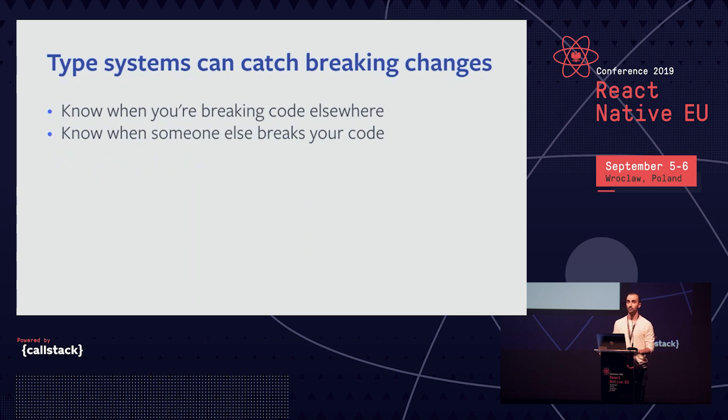Type systems also catch breaking changes. So in that first story, when you upgrade some external dependency, you would also upgrade the types for that dependency. And any breaking changes that got to the type level, which is often where breaking changes are reflected, would be pointed out in your code automatically by the type system. So instead of having to manually audit every single place where you use that library, you can just let the type system do that for you.